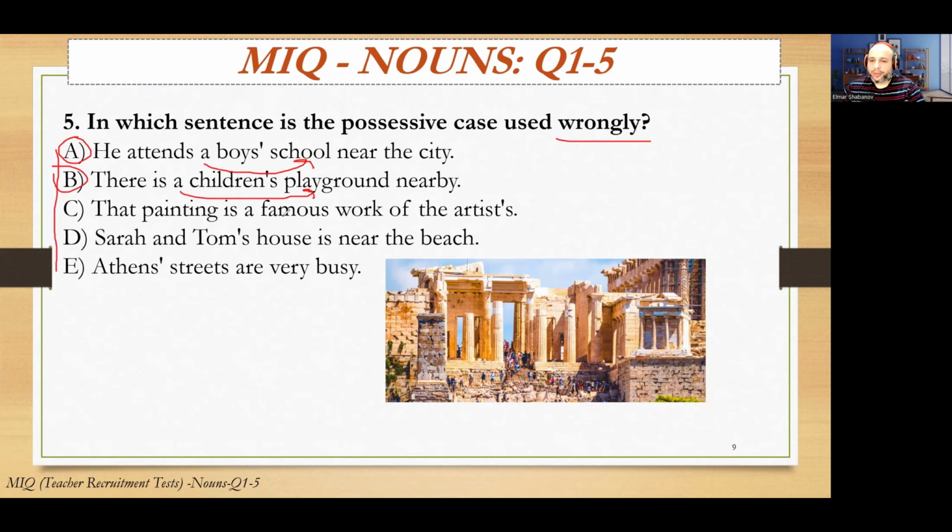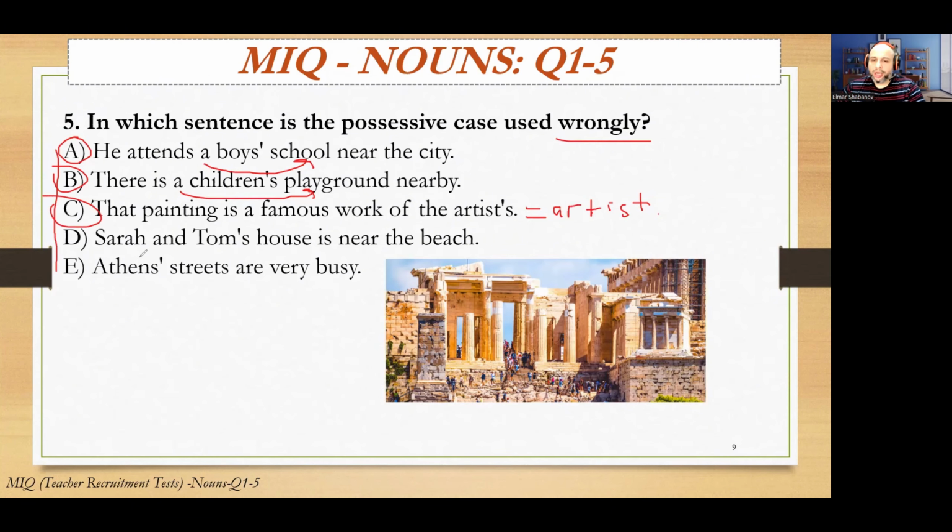That painting is a famous work of the artist. Famous work, so we can use apostrophe S or possessive both ways here. So we can say it's a famous work of the artist's with an apostrophe S, or we can say it's a famous work of the artist without an apostrophe. So both options are acceptable.